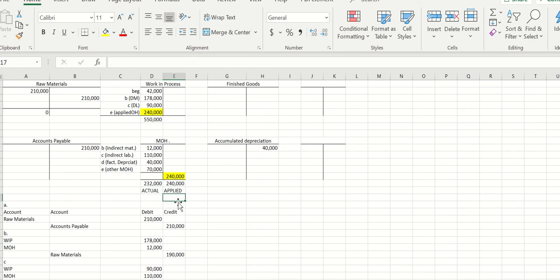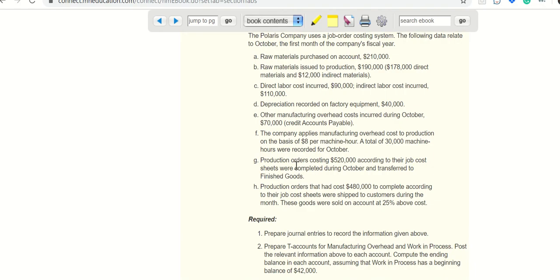And so if I took the difference, if I'm going to have a credit balance over here, I have over applied. And eventually that will go to my cost of goods sold. It'll decrease my cost of goods sold because we want to zero out this account. But over here I've over applied. Let's continue on with G.